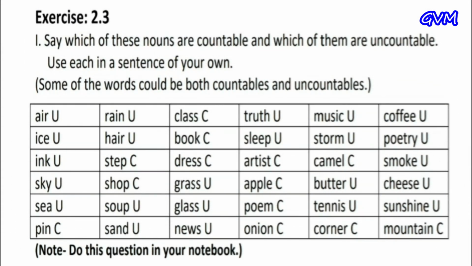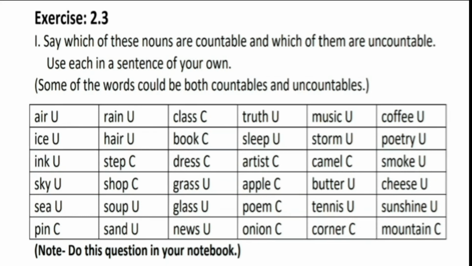Next, exercise 2.3. First, say which of these nouns are countable and which of them are uncountable. Use each in a sentence of your own. Some of the words could be both countable and uncountable. First, nouns used for things that can be counted are called countable nouns. We can use them in a singular as well as in a plural form. Next, nouns used for things that can't be counted are called uncountable nouns. They usually have no plural and don't take a or an before them.